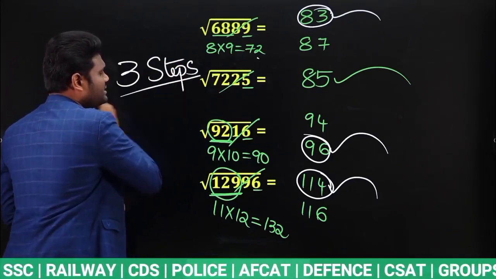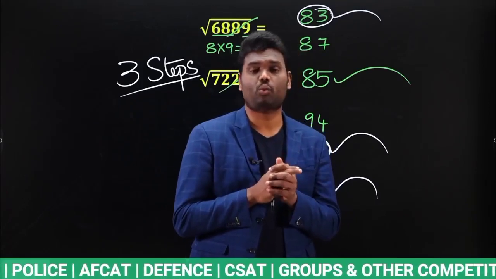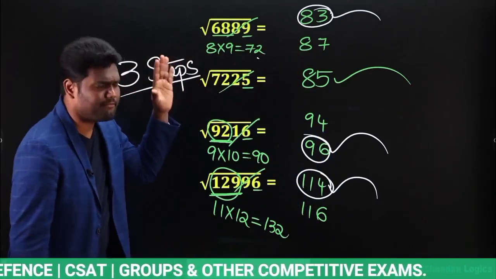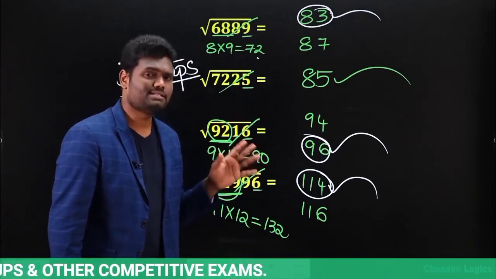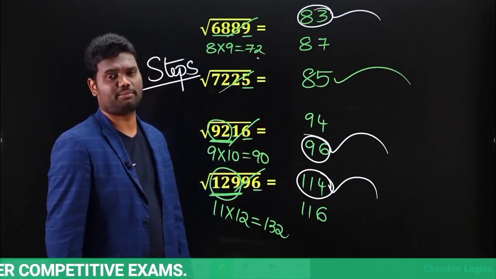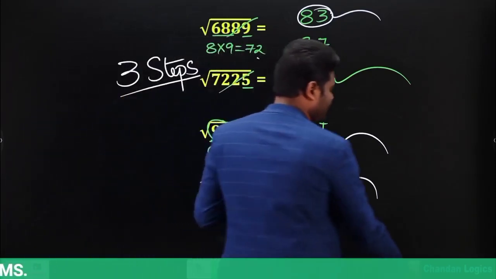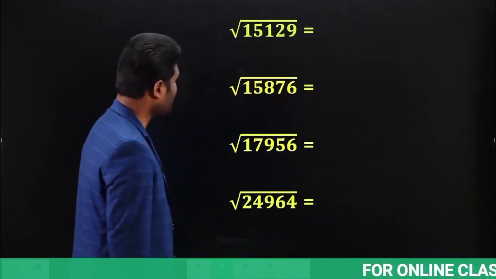If you follow these simple 3 steps, you can calculate the square root of a perfect square number very easily in 2 seconds. Everyone should know about this. Why? Because this is very important, and based on this we get questions frequently in examinations. Once you follow these 3 steps, calculating this is going to be very simple. Okay, now we have some more examples.